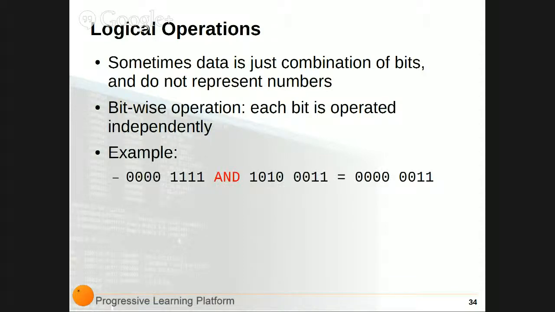For example, let's say you have this 8-bit value, 00001111. You AND it with this value, right? This is bitwise operation, not like arithmetic. For example, for this first 4 bits, you have all zeros. What is 0 AND 1? 0. 0 AND 1? 0. So all this becomes 0, right?